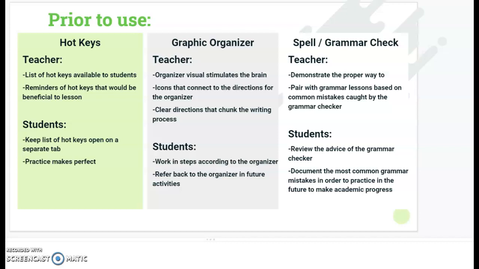Students, as far as prerequisites, need to review the advice of the grammar checker. So we should take time to look and see what suggestions are made, and then document the most common grammar mistakes in order to practice in the future to make academic progress.